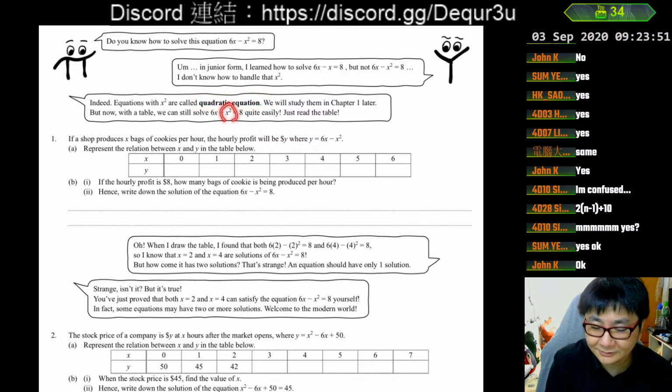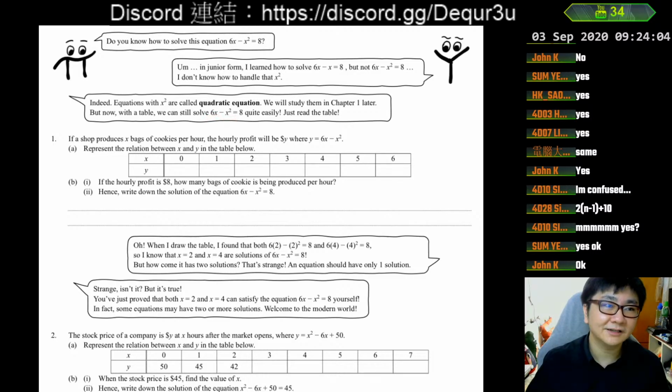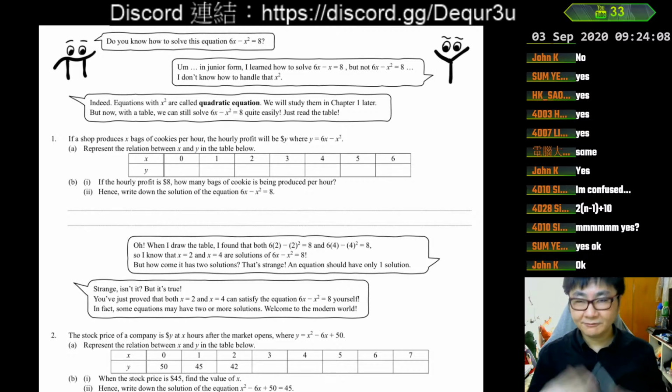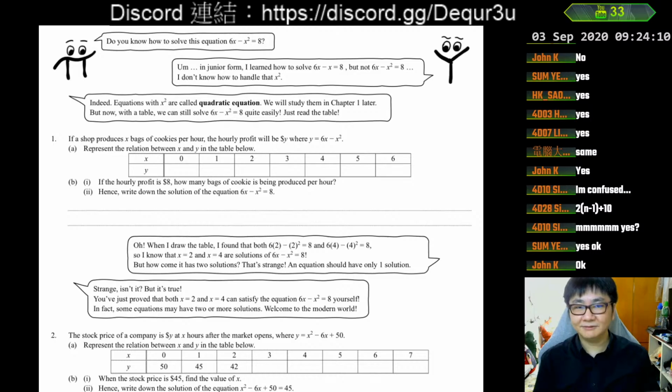Quadratic means power 2. So you see there is a power 2, x power 2 here. When we try to solve, it is not so easy because we cannot easily make x the subject. There is an x term and also an x squared term, so it is not easy to make the x subject and find x equal to something. But we will learn skills later. We just try to understand the situation.